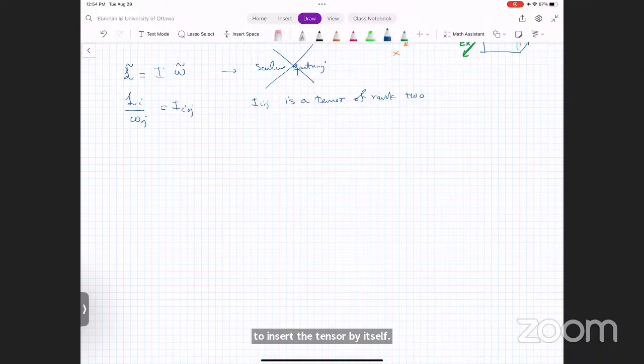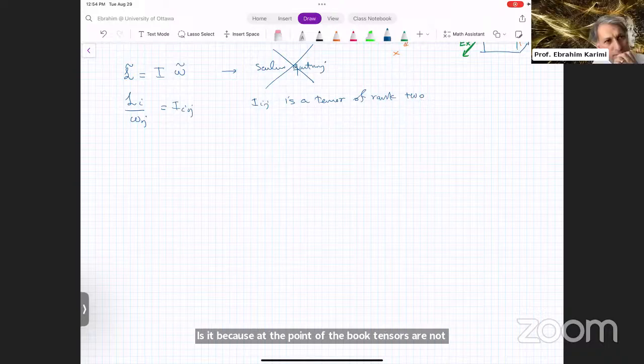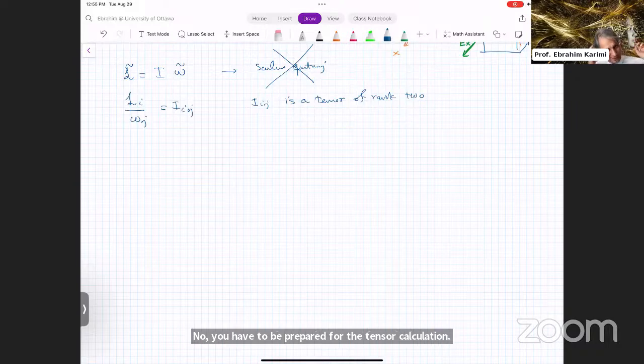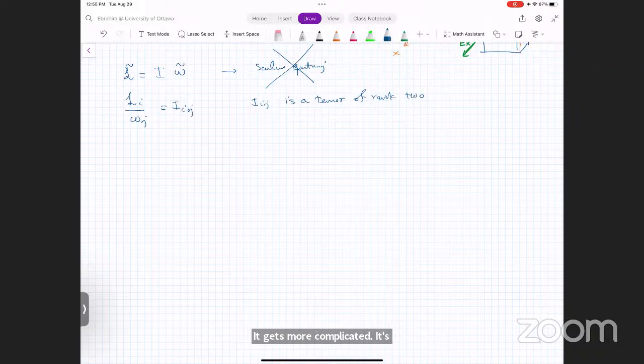Another question: at the end of page 5, the book says the vector division is not defined. Is it because at that point of the book, tensors are not presented? Well, at that part where the tensor was not presented, yes. At the beginning, did I talk about the tensor? No. You have to be prepared for the tensor calculation. It gets more complicated.